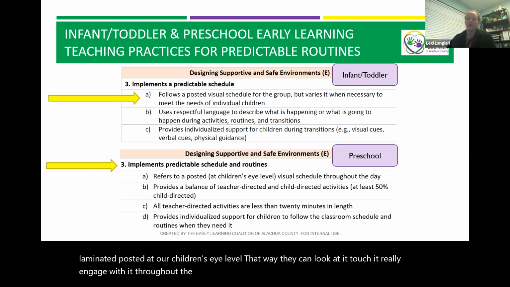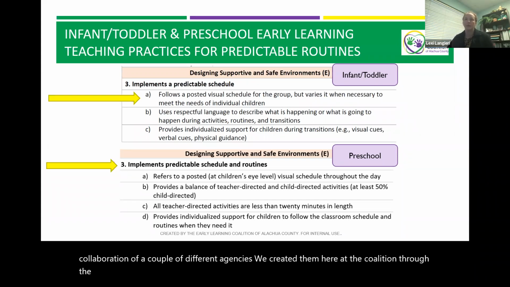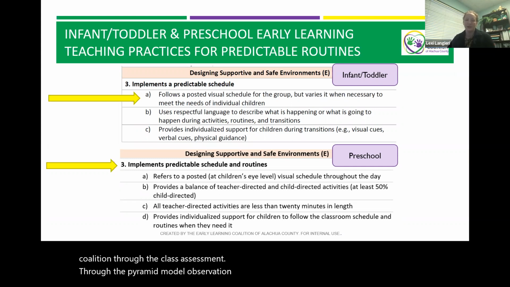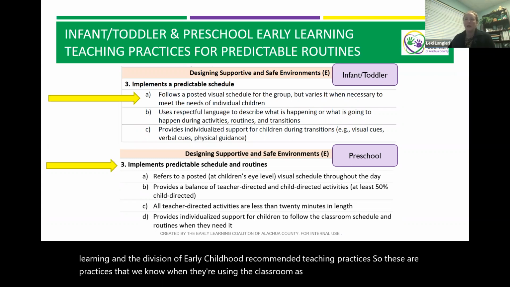These early learning teaching practices are from a collaboration of a couple of different agencies. We created them here at the Early Learning Coalition through the CLASS assessment, the Pyramid Model observation tool that specifically addresses social emotional learning, and the Division of Early Childhood recommended teaching practices. These are practices that we know, when they're used in the classroom as intended, tend to give positive outcomes for all children.